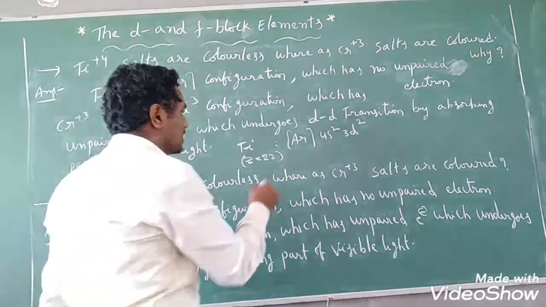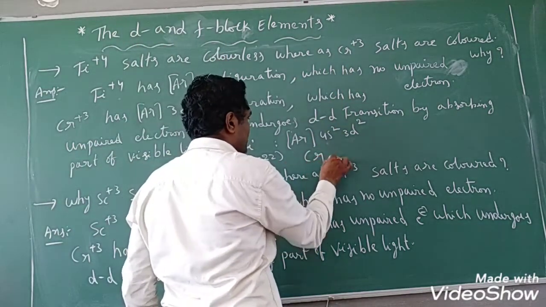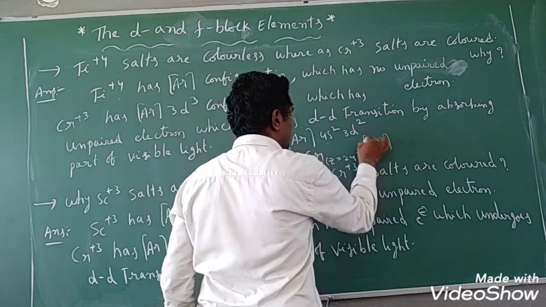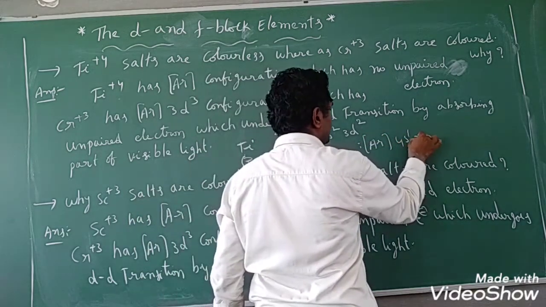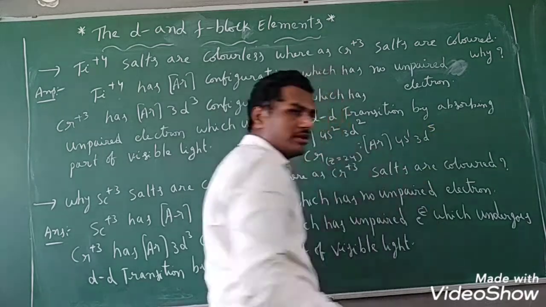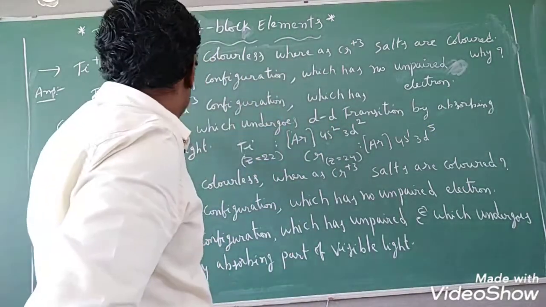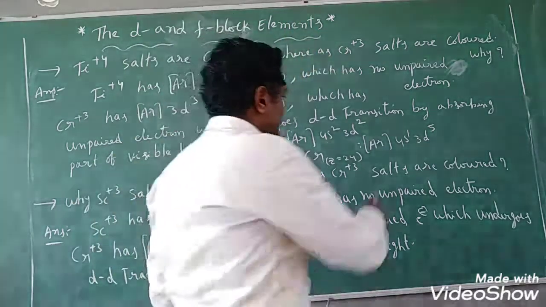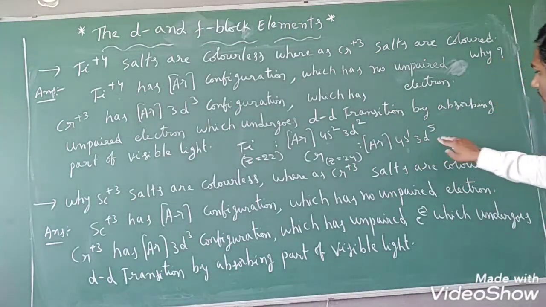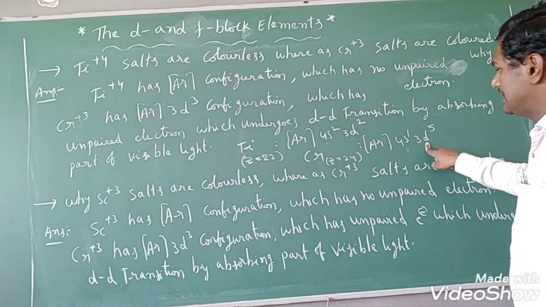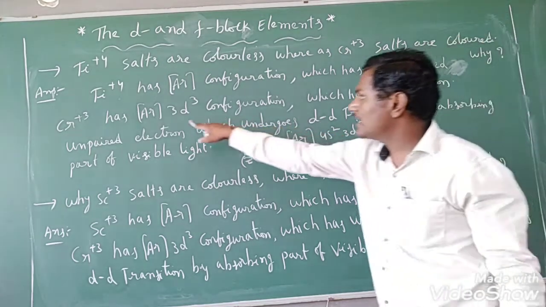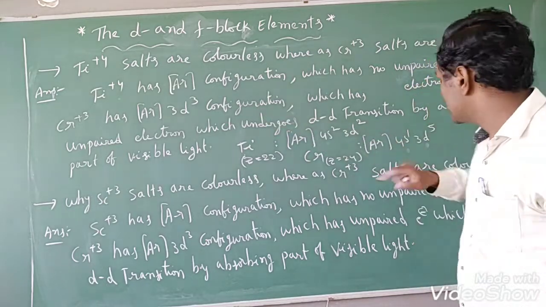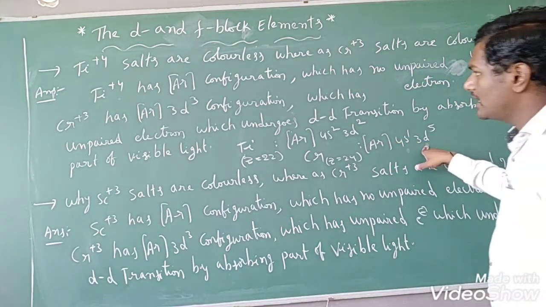Why? Cr+3. If you take chromium, the atomic number is 24, right? What is the electronic configuration? Argon 4s1 3d5, a stable electronic configuration, we know already that. But it loses how many electrons here? 3 electrons, for Cr+3. 1 electron is lost from 4s, and 2 more electrons are lost from 3d. Then it becomes argon 3d3 configuration, right? So Cr+3 has the argon 3d3 configuration after loss of 3 electrons.